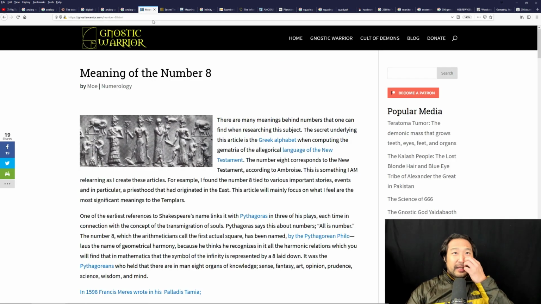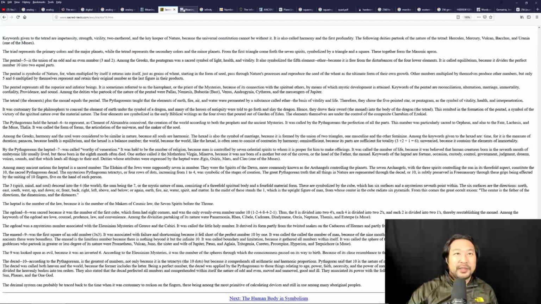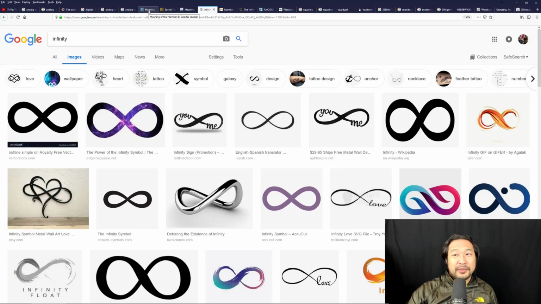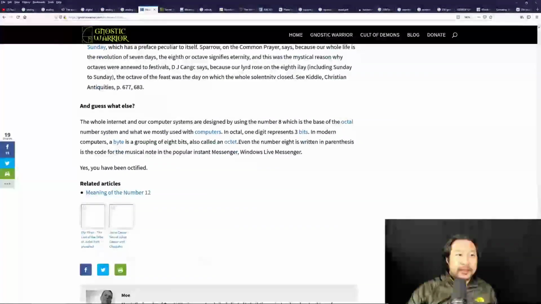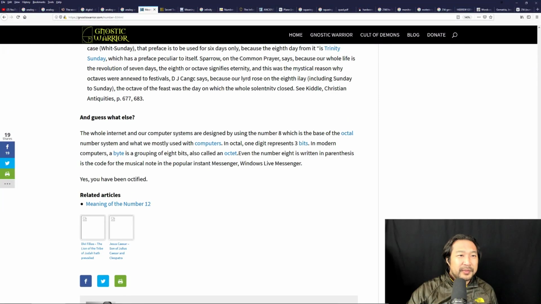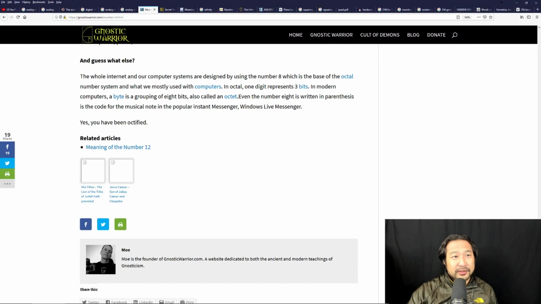So the meaning behind the 8, there are going to be a couple I'm going to go through. Of course, easily, 8 is the symbol of infinity. Infinity is basically a sideways 8. And here on GnosticWarrior.com, at the very end, they talk about it, and guess what else? The whole internet and our computer systems are designed using number 8, which is the base of the octal number system, mostly used with computers. An octal digit represents 3 bits. In modern physics, a byte is a grouping of 8 bits, also called an octet.